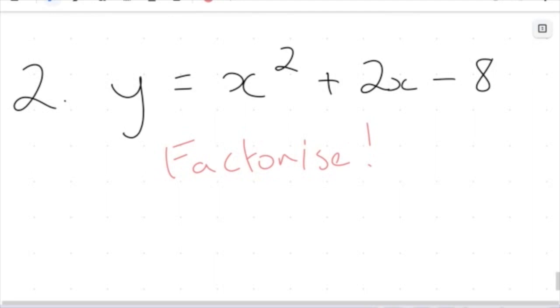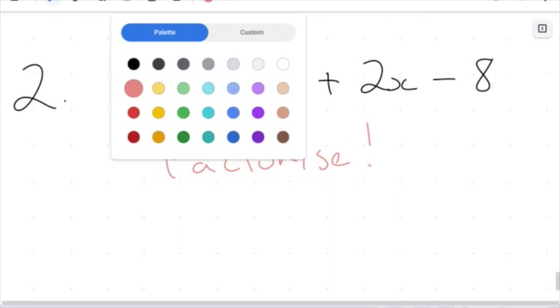Now, I'm going to do this factorization a bit quicker because we've already covered this a lot in depth in the first half of this course. So please go back to those videos where we talk about factorizing quadratics and solving these equations. So I'm going to do this a bit quicker.